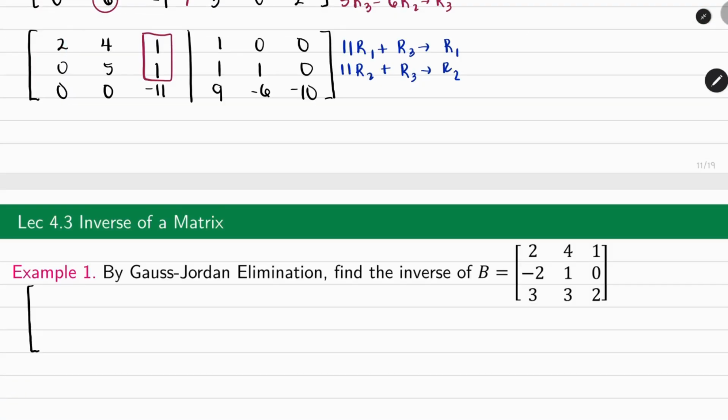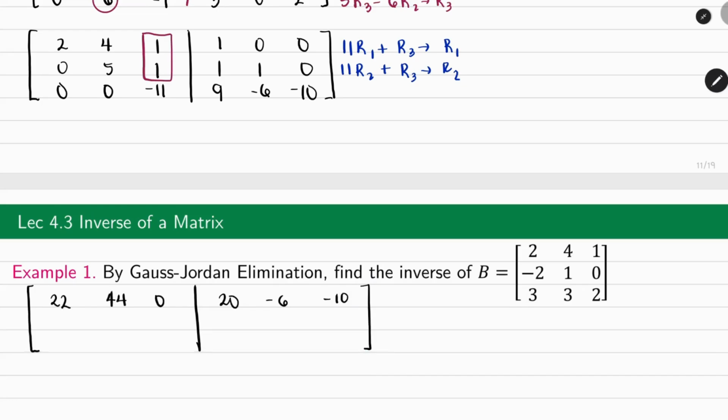Okay, let's continue it here. 11 times 2, that is 22. And then here, 11 times 4, 44 plus 0. Next, we have 11 times 1, 11 plus negative 11, 0. And then on the right side, we have 11 plus 9, that is 20. Next, 0 plus negative 6, negative 6. 0 plus negative 10, negative 10.